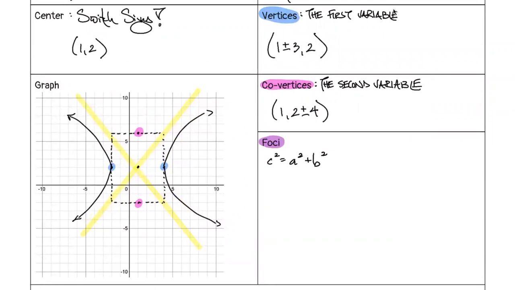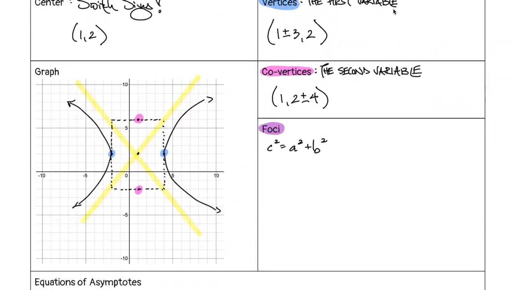And so this c squared, that is going to be the longest distance because it's all the way out here. So the nice thing about this is we can say we have our a squared, which is 3 squared, plus b squared, which is 4 squared. And so we end up with c squared equals 25, or c equals plus or minus 5.